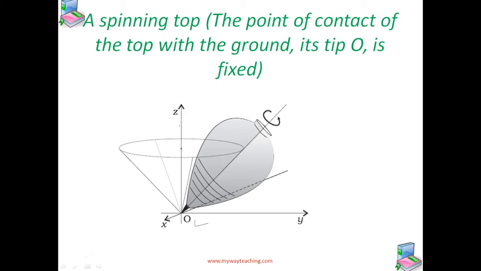The point of contact of the top with the ground is fixed. That is for sure. The axis of rotation of the top at any instant passes through the point of contact, because this O is constant here. This is one example where the axis is not fixed. Another simple example of this kind of rotation is the oscillating table fan.